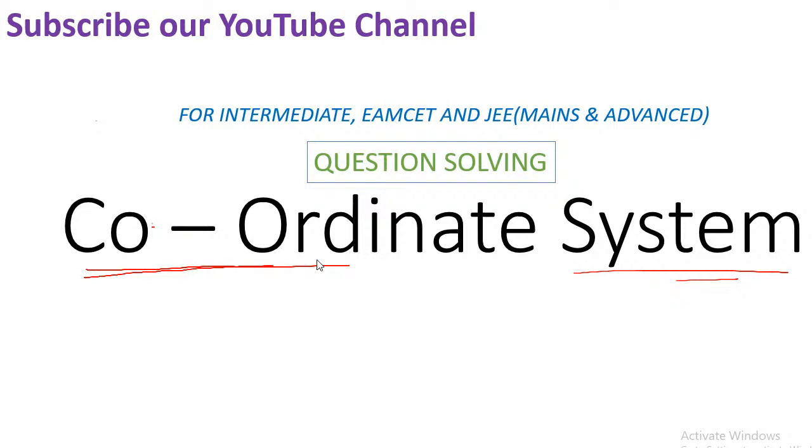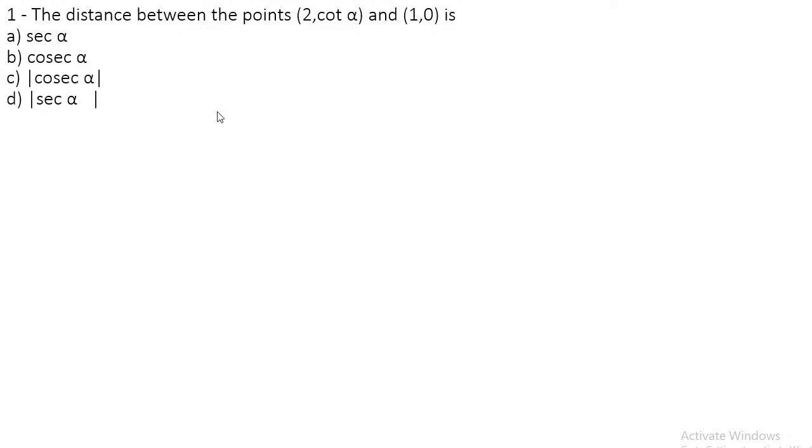Okay, so today we're going to solve some questions on coordinate system, and from today we'll be solving as many questions as possible from all the chapters in mathematics, so that you can easily crack the exam, so that you can get an idea as to how to solve the questions in the examination. So let's start. The first question: the distance between the points 2 comma cot alpha and 1 comma 0 is.